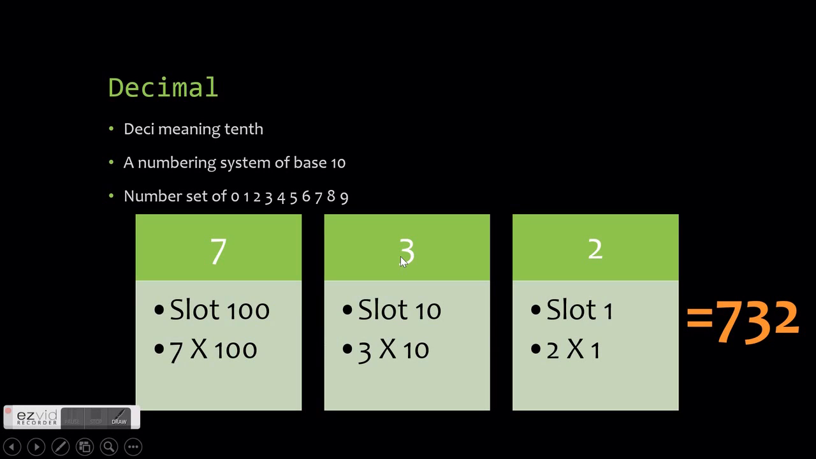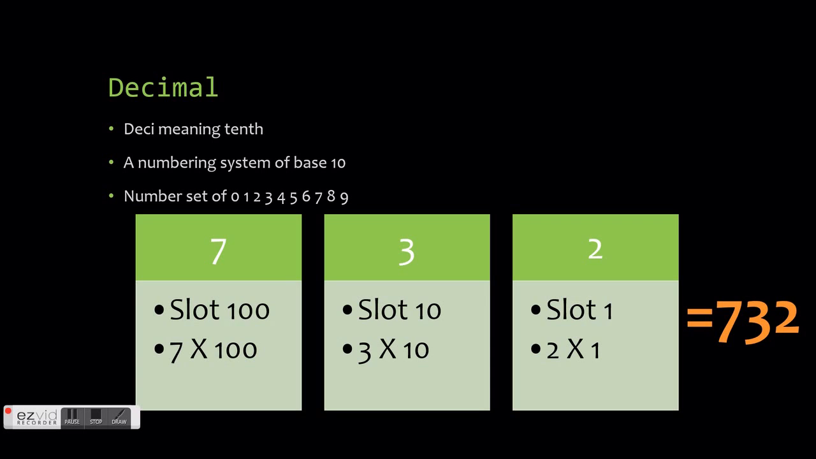Let's look at how computers represent numbers. We'll start with decimal. Decimal means 10. The decimal number system is what we grew up with. We learn math with this system. It is a base of 10. The numbers used in this system are 0 through 9.